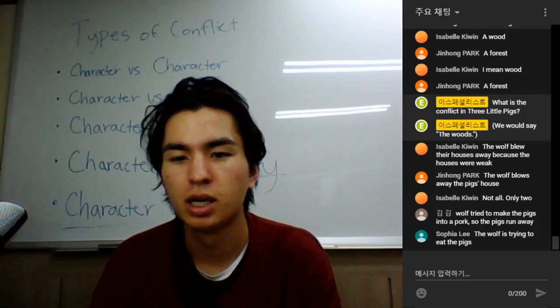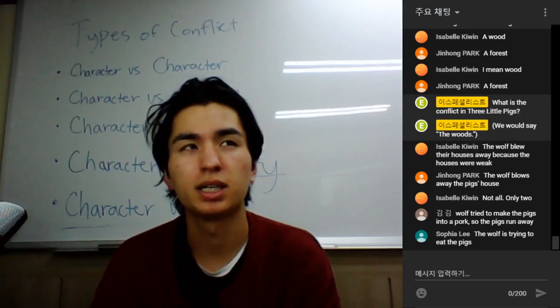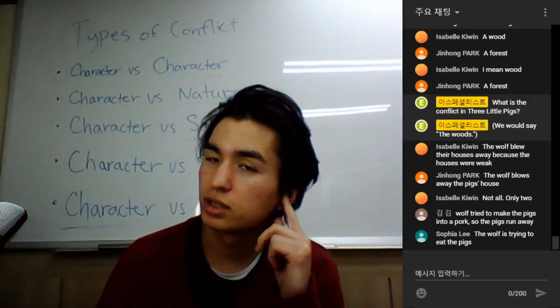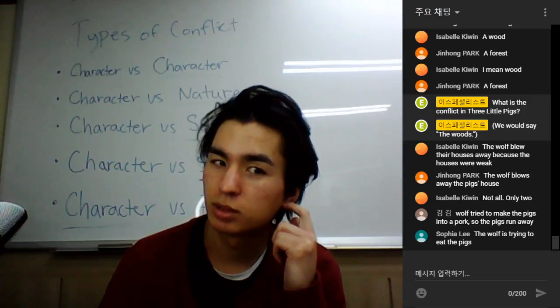I would say this too. The wolf is trying to eat the pigs. This is the number 1 conflict in this story. The wolf is trying to eat the pigs. The pigs don't want to be eaten.